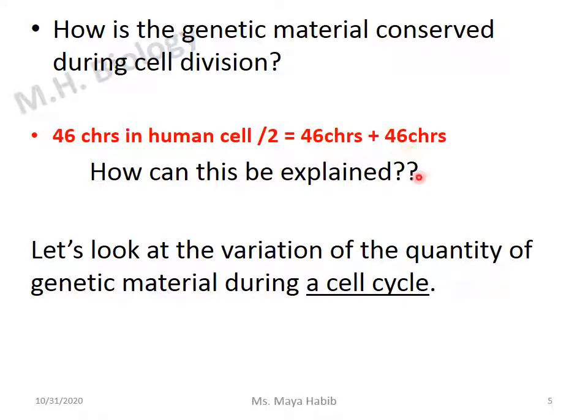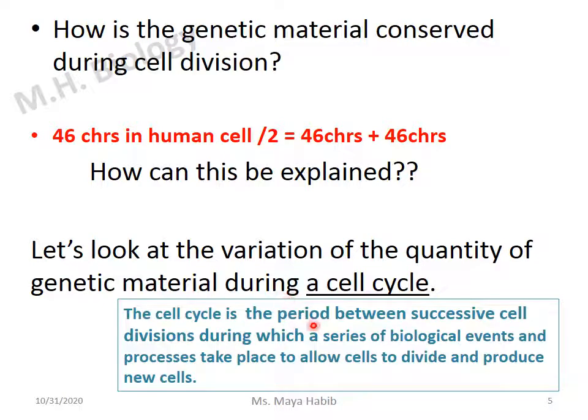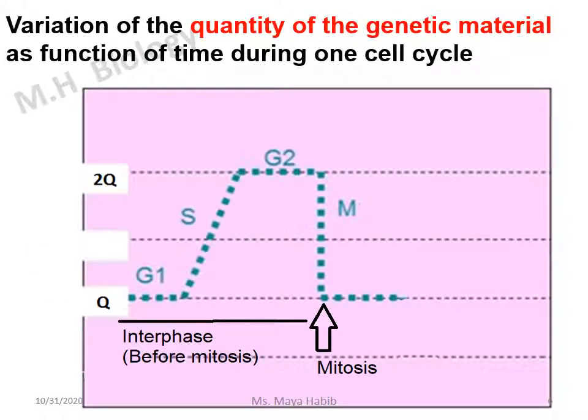How can that be? To clarify this dilemma, let us look at the variation of the quantity of genetic material during a cell cycle, that is the period between two successive mitotic divisions, during which a series of biological processes take place to allow production of two new cells, because it is highly important to differentiate between chromosome number and the quantity of genetic material.